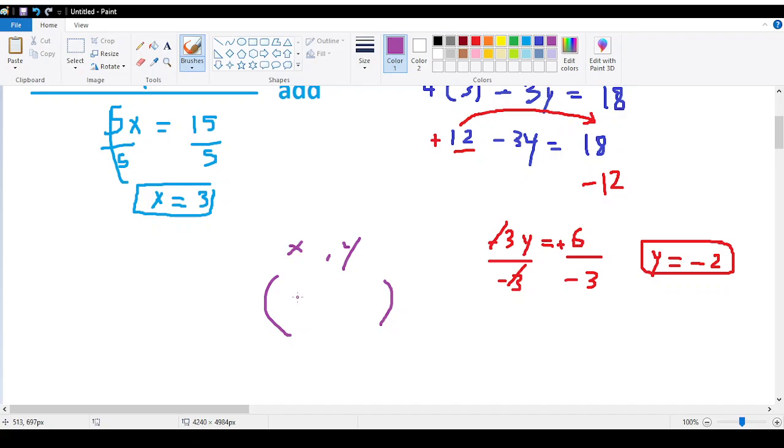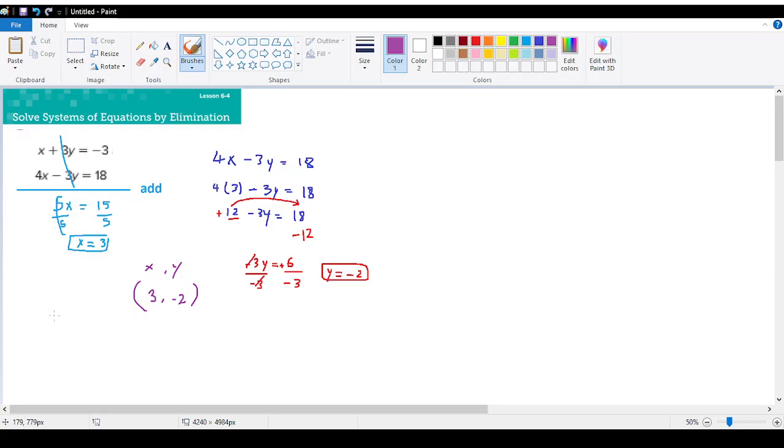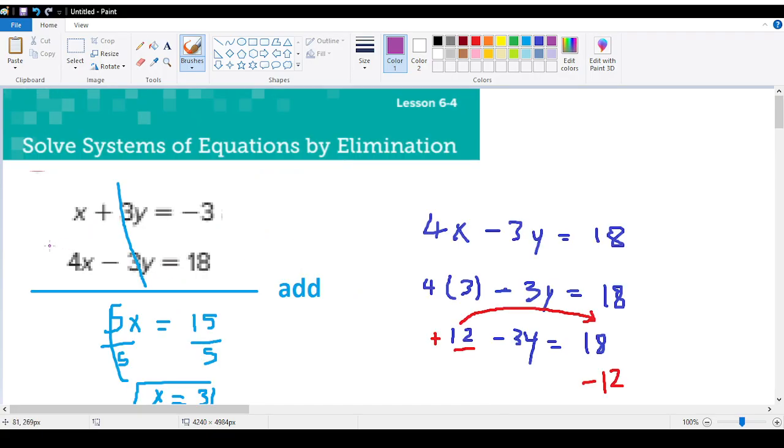x and y. The x is 3. Okay, and the y is? Yeah, minus 2. Okay. Now, Shamsa, is it understood? Yes. Or you need me to go back with that? No, I understood. Okay. Now, how to check our solution?